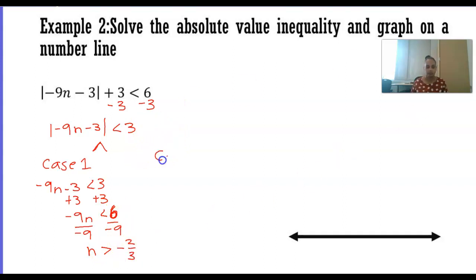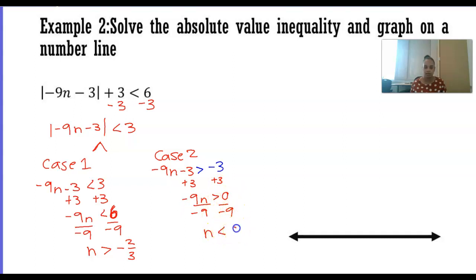Let's try case 2. So for case 2, again, get rid of the brackets. Don't forget, when you do case 2, flip your inequality and change the sign. So flip it and change it to -3. So let's solve. Add 3 to both sides. -9n is greater than, this one is 0. And I'm going to divide by -9. So n, I did divide by a negative. I'm going to flip my sign, but it's still 0.